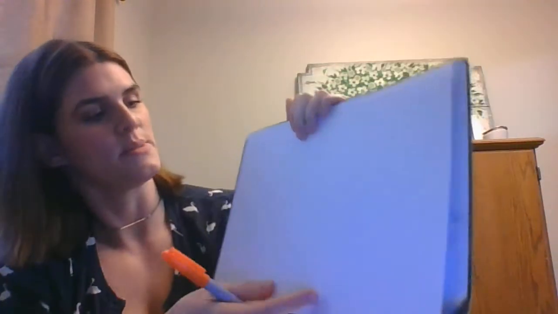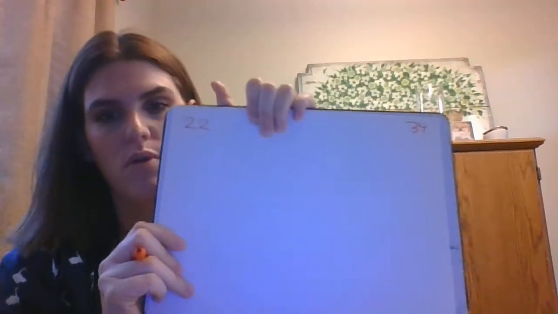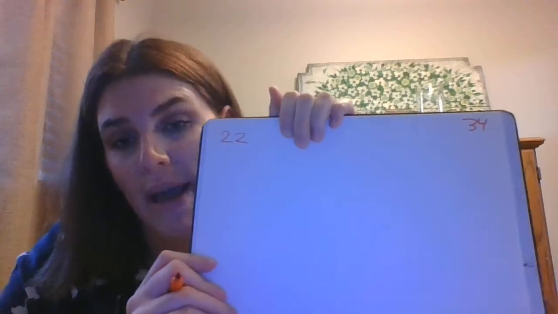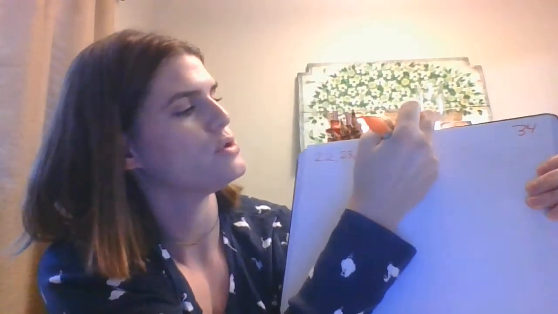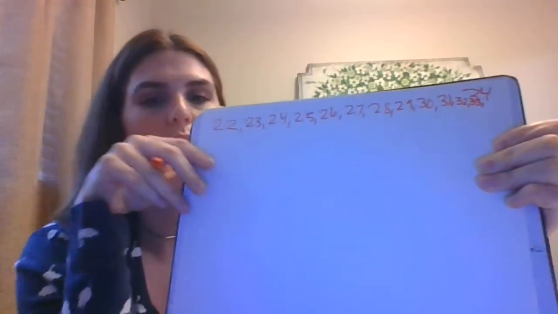Okay, so I'm starting at 22. I'm trying to get to 34. And I'm counting onward from 22 or forward from 22 because when I count forward, my numbers get bigger. So 22, 23, 24, 25, 26, 27, 28, 29, 30, 31, 32, 33, 34, and I ran out of room.